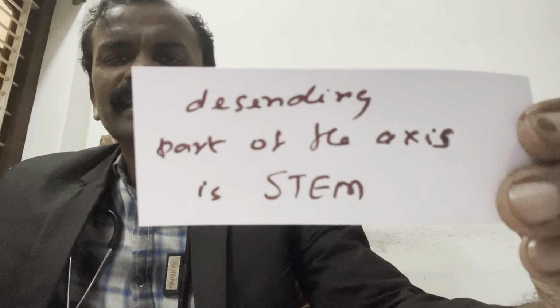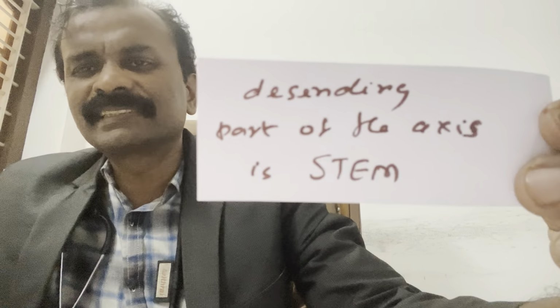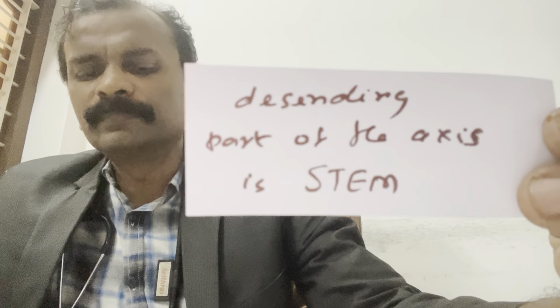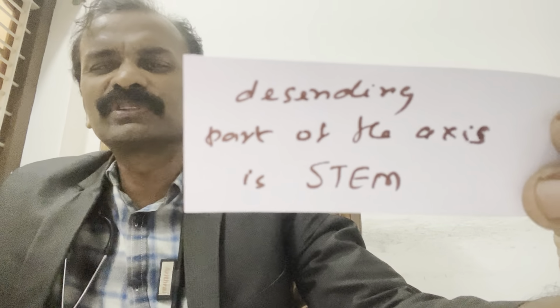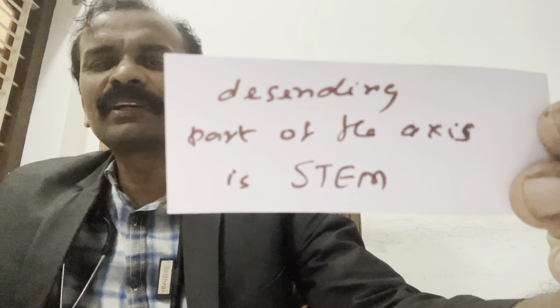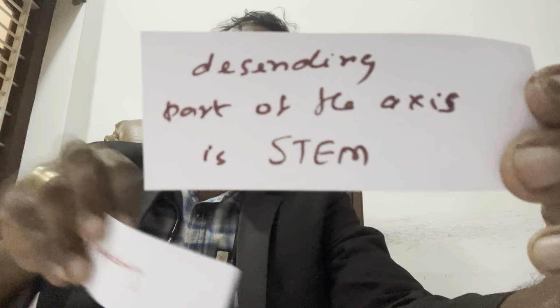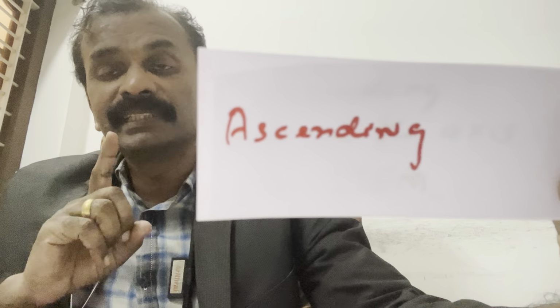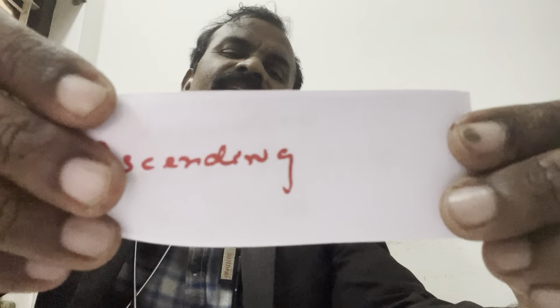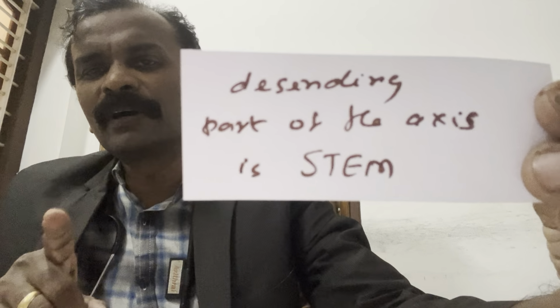Descending part of the axis. Descending part of an axis is called stem. True or false? These are tricky MCQs. What is your answer? Be very careful while answering these MCQs. It is always the ascending part of the axis that is called stem.